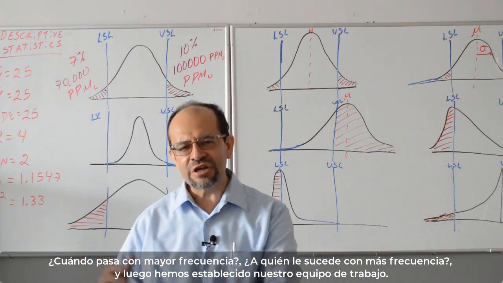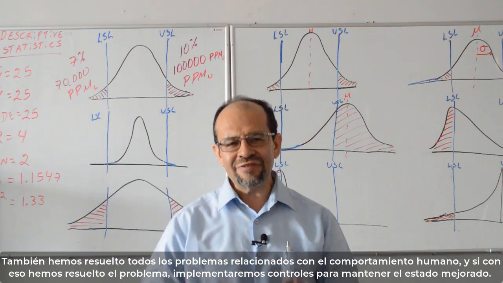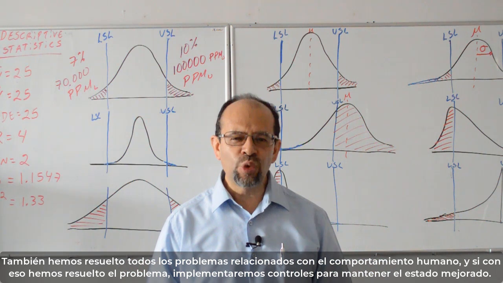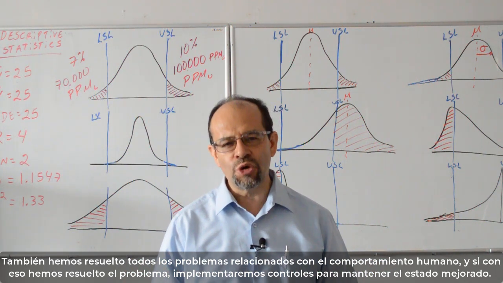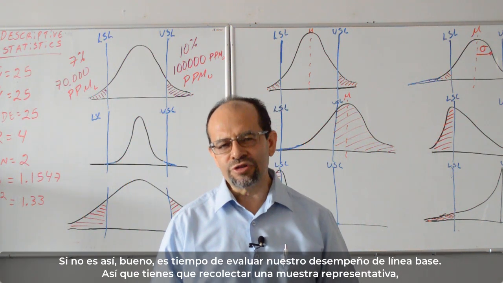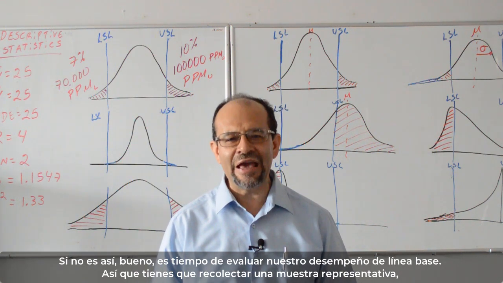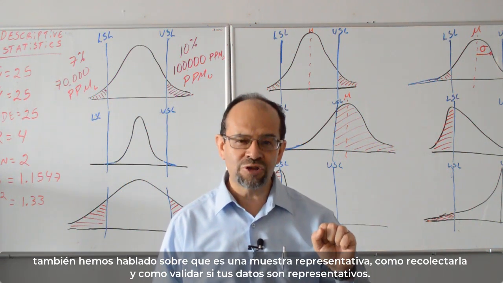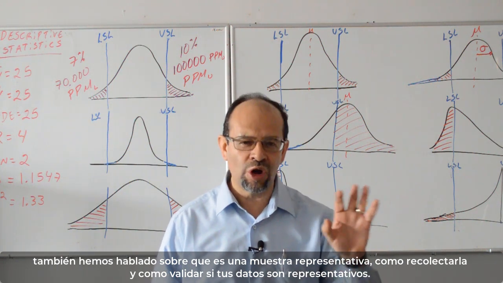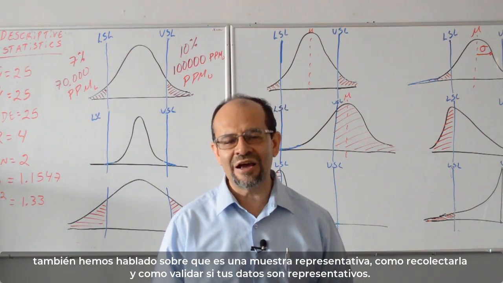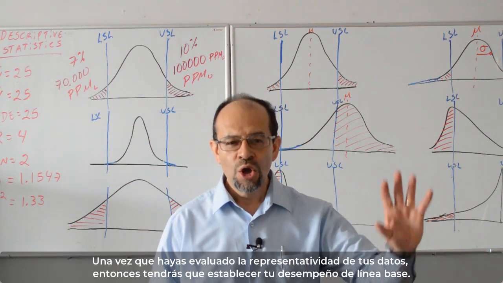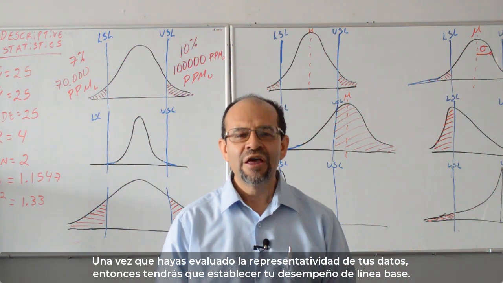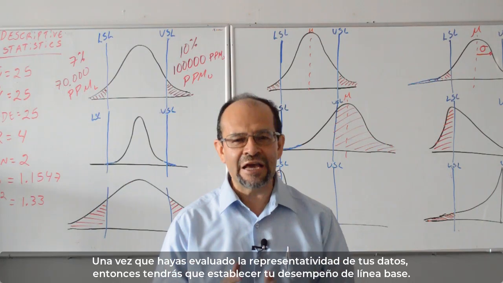And now we have established our project team. Also, we have solved all the human behavior related problems. If with that we have solved the problem, we implement controls to maintain the improved state. If not, well, it's time to evaluate our baseline performance. So you have to collect a representative sample. Also, we have already talked about what a representative sample is, how to collect a representative sample, and how to validate if your data are representative. Once you have evaluated the representativeness of your data, then you have to establish your baseline performance.